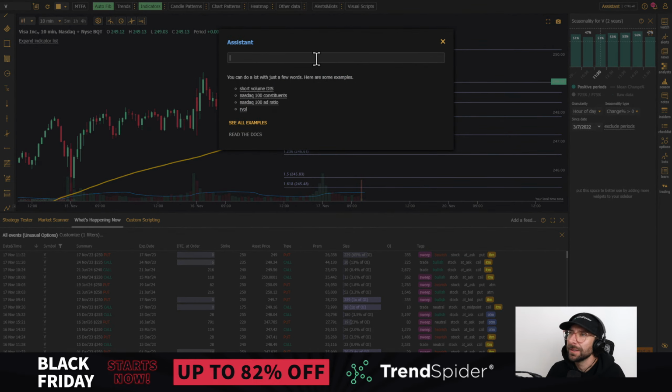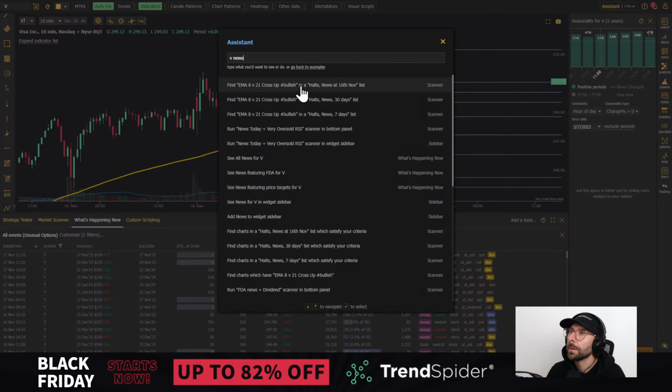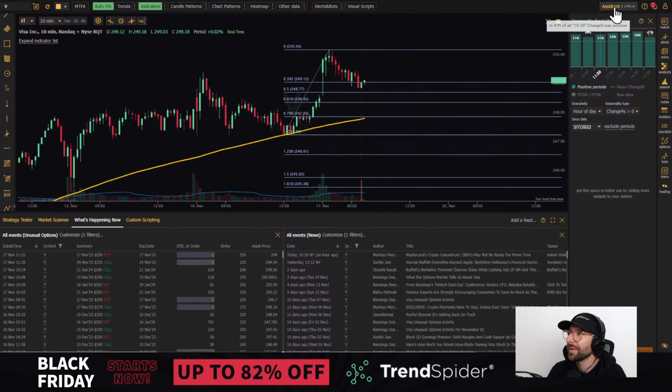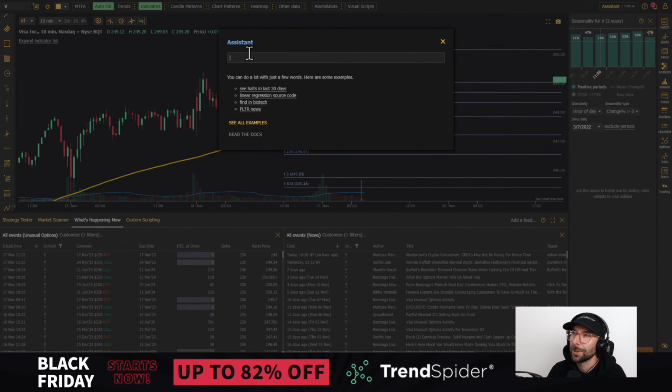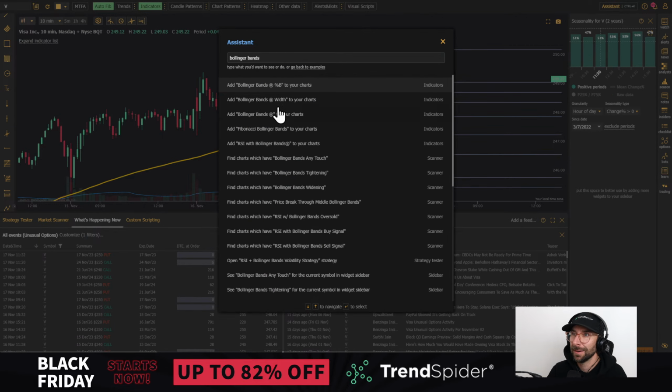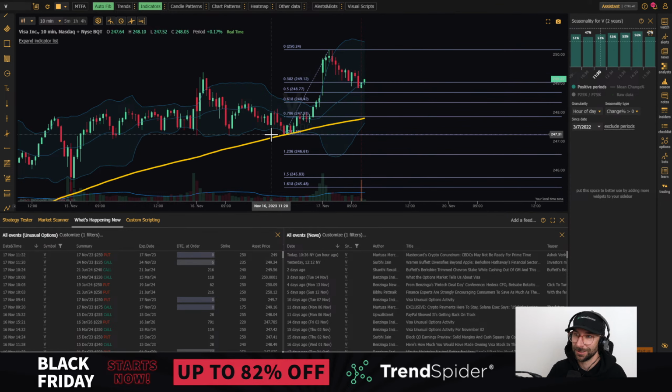We can see if there's any news here. I don't know if you guys have played around with the assistant yet, but this is a really cool tool. It just lets you navigate the platform without having to really know where anything is. Type in the thing that you're looking for. If you want to add Bollinger Bands to your chart, or any indicator, type in the indicator and select it and they'll add to your chart. And you could do all kinds of complex things like what I've been doing, where I'm adding specifically filtered news for Visa just directly to the chart.